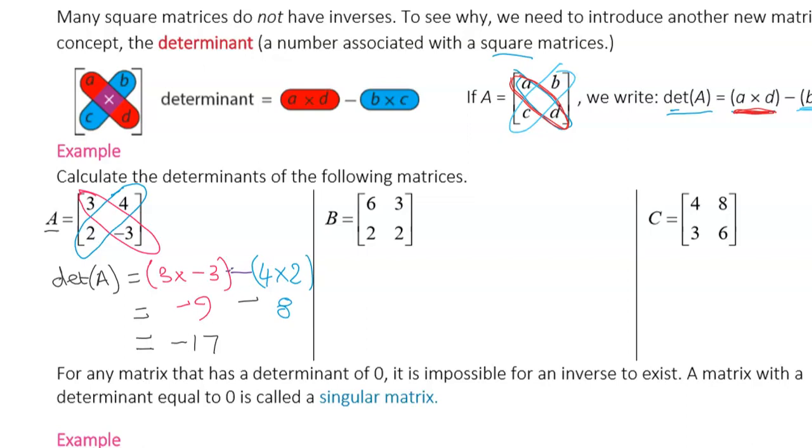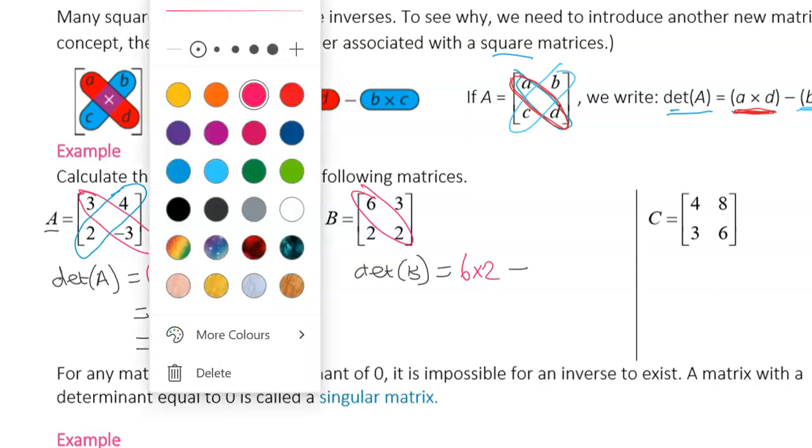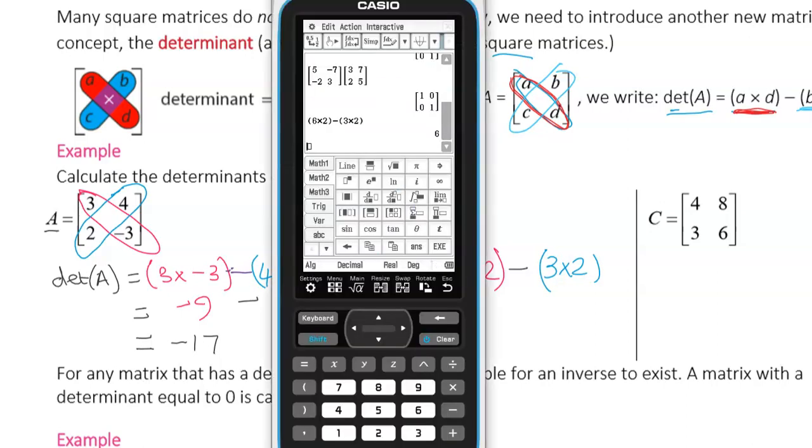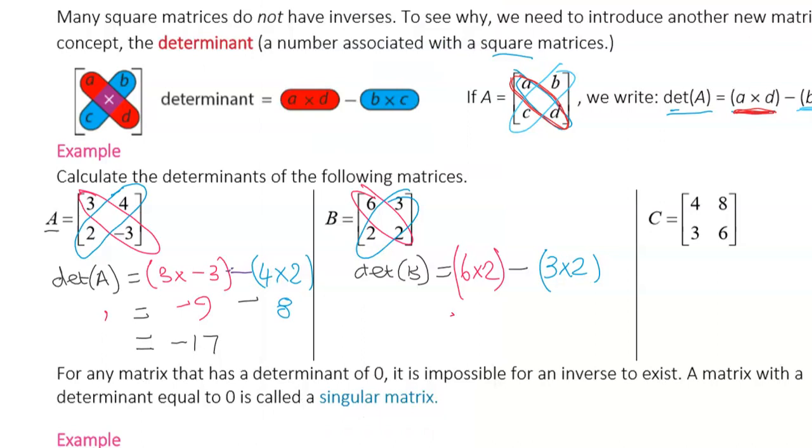Okay, let's find the determinant of the next matrix. So matrix B, we have the determinant of matrix B is equal to 6 multiplied by 2, take away 3 multiplied by 2. Okay, I put that straight into my CAS, and I get 6.